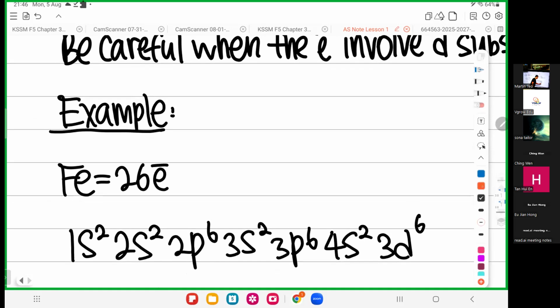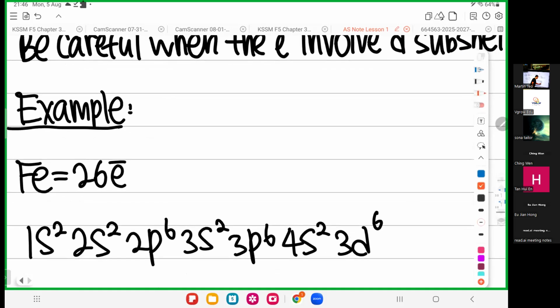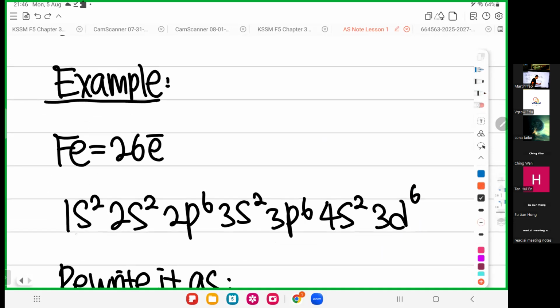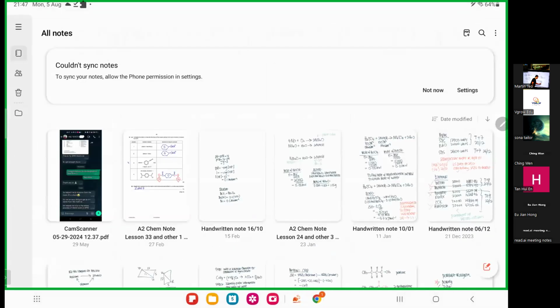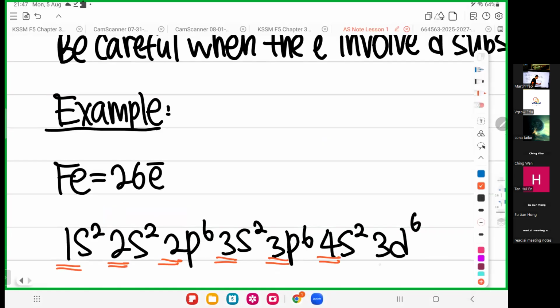But you have to be careful. When you see a d orbital here, you need to do some rearrangement. This is perfectly fine, nothing wrong, but you need to rearrange. Why? It doesn't look beautiful. First floor, second floor, good. Third floor, fourth floor, then jump back to the third floor again. Doesn't look nice.